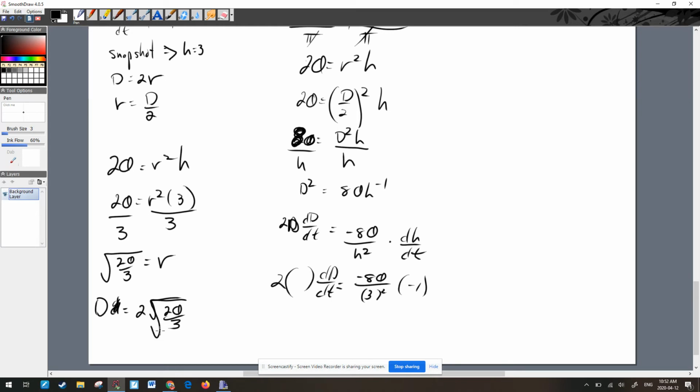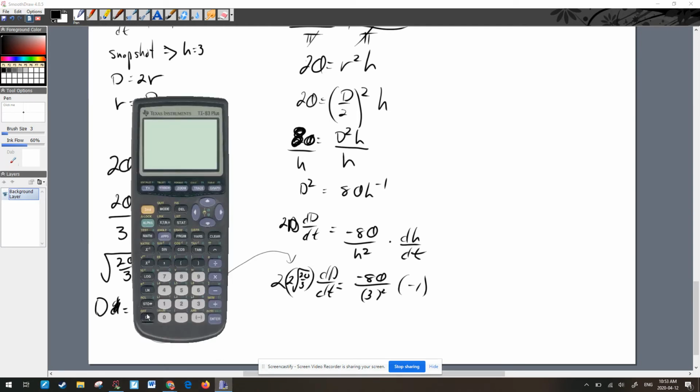And so I can substitute this value for the diameter into here. So we're going to get times 2, and then it's the root of 20 over 3. So I can then do some simplification. I'm going to make some number approximations here. On the right-hand side, negative times a negative is a positive, so that's going to just be 80 divided by 9. What is it? 8.8 repeated, I think. Yeah, 8.8 repeated.